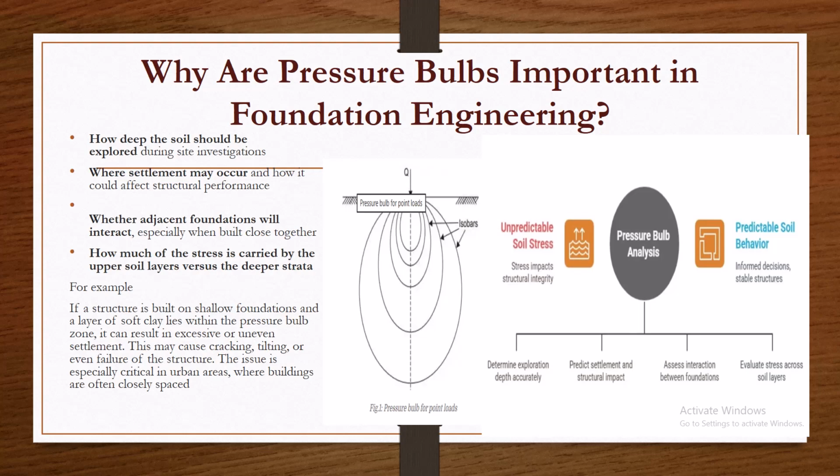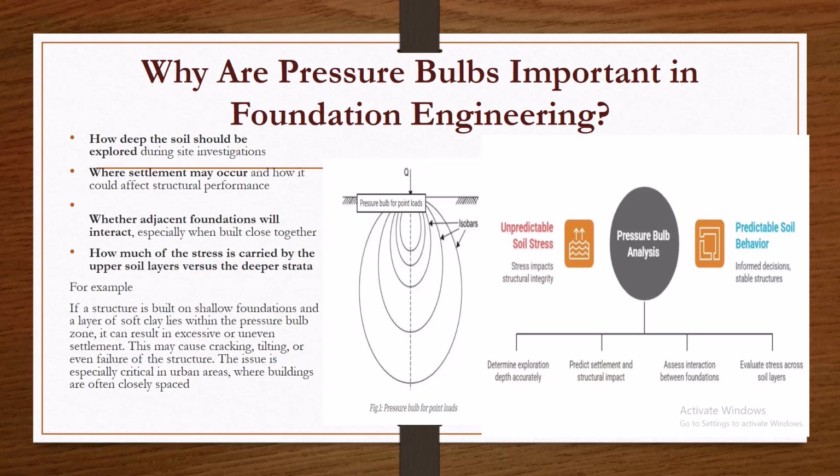So, from what I've said so far, you can see that in the example given, the pressure bulbs, or the zone of influence, are found within soft clay, and you know that soft clay can't handle much settlement. So if settlement happens, you have cracking, you have tilting of the buildings. So that is why it's very, very important. And when you look at this diagram here, you can see the pressure bulb for a point load.